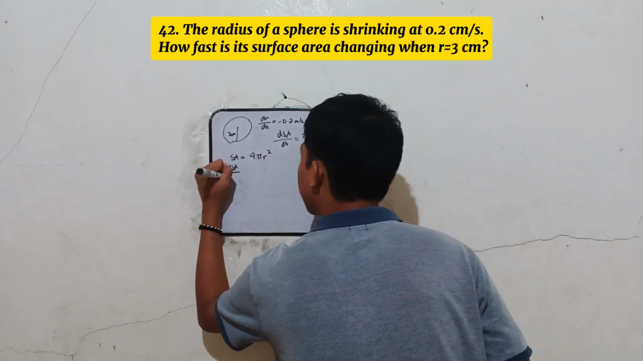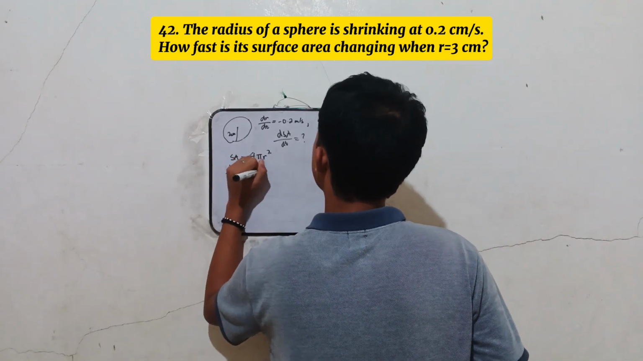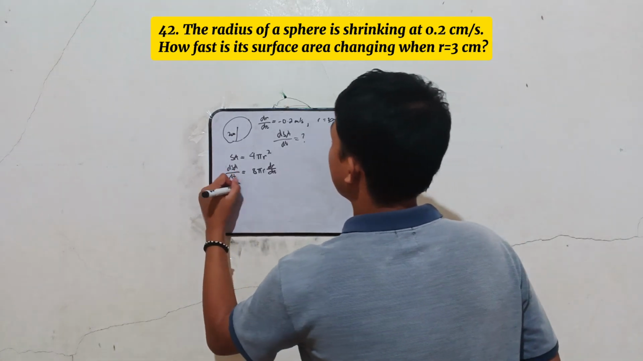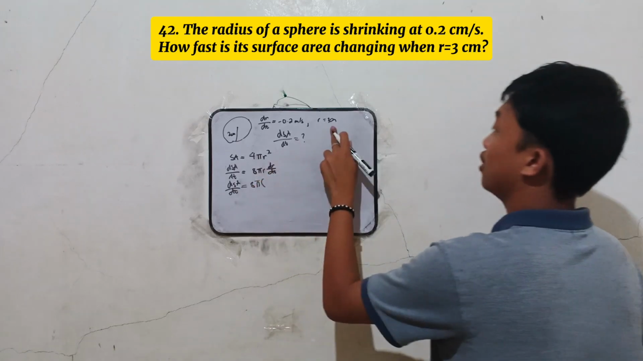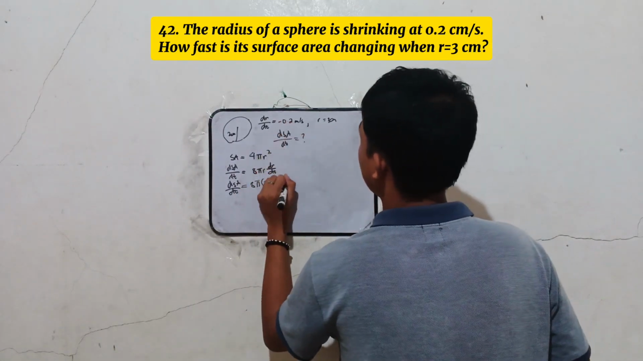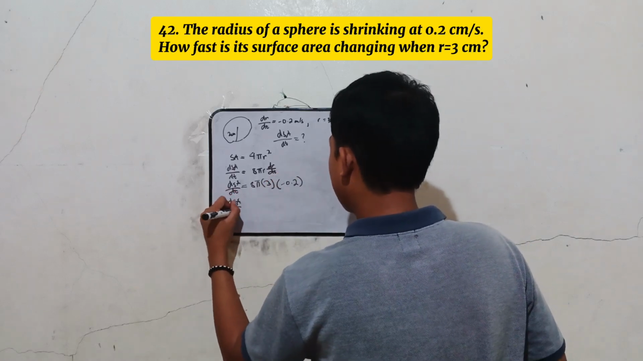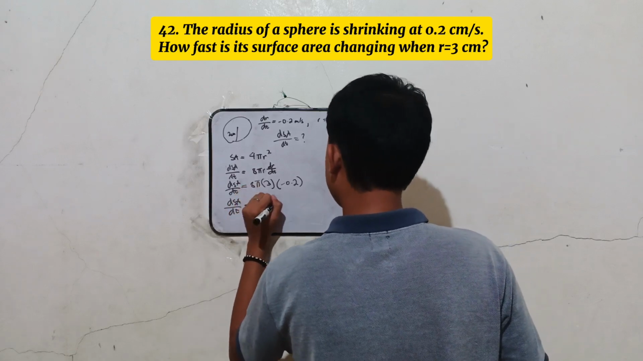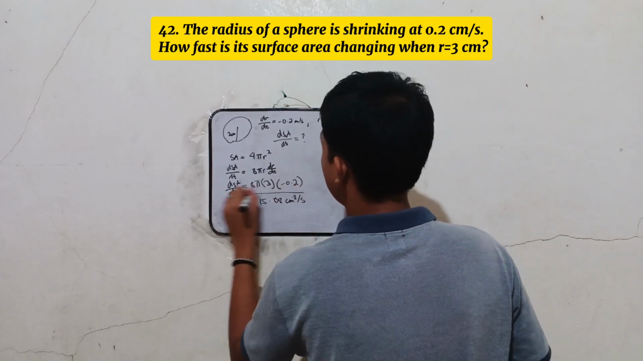Then let's derive the formula. So this would become 8 pi r dr over dt. Then substitute the given values. 8 pi, our r is 3 cm, and our dr over dt is equal to negative 0.2. Then calculate the final answer. So our final answer would be negative 15.08 cm squared per second.